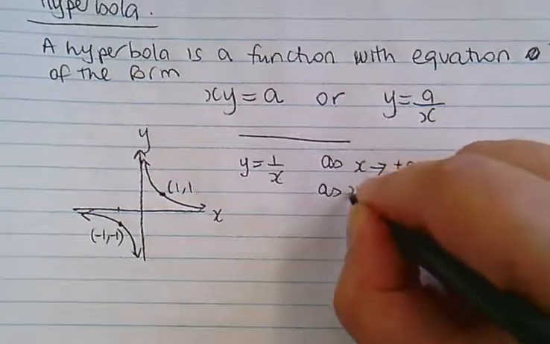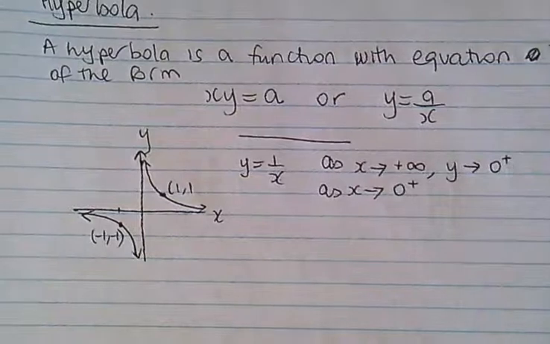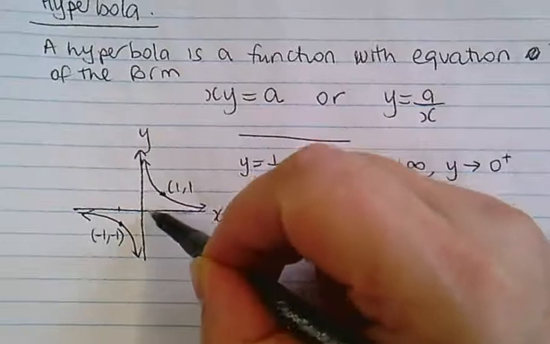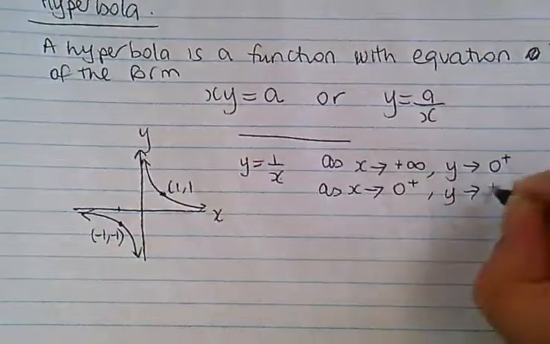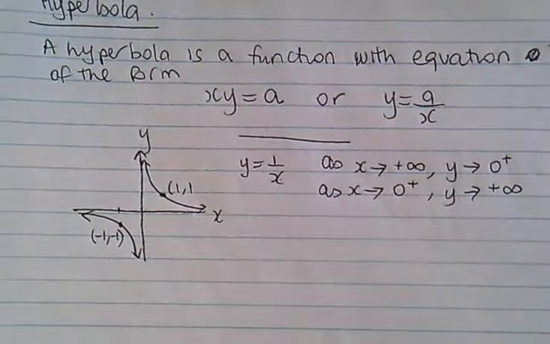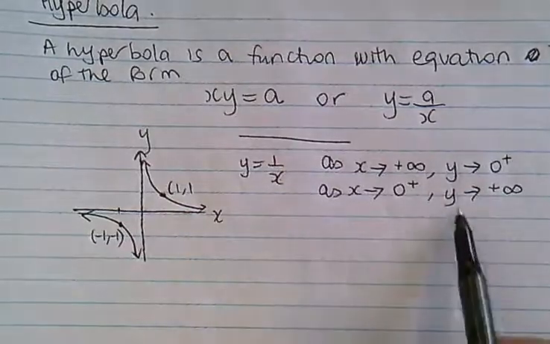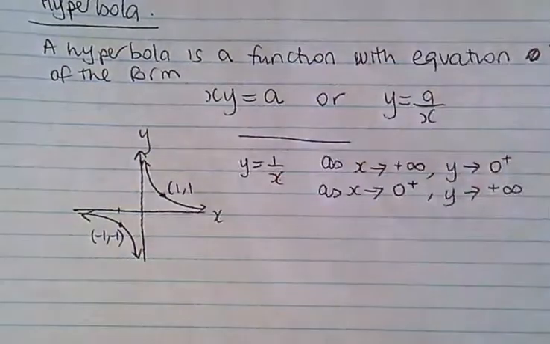I could say as x approaches 0 from above, so from the positive end. Does that make sense? As x approaches 0 from the positive end, doesn't y approach what? Positive infinity. Do you get it? So as x approaches 0, starting from the positive numbers, like if x is 1/10, 1 divided by 1/10 is 10. y approaches positive infinity. y gets really big as x approaches 0 from the positive numbers.